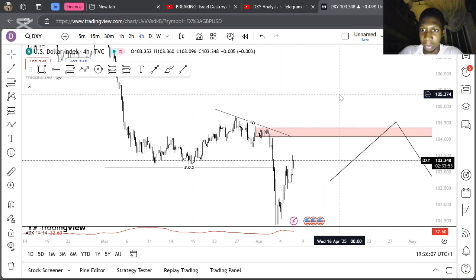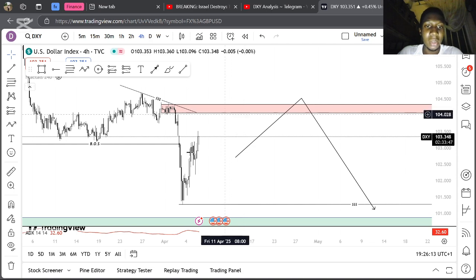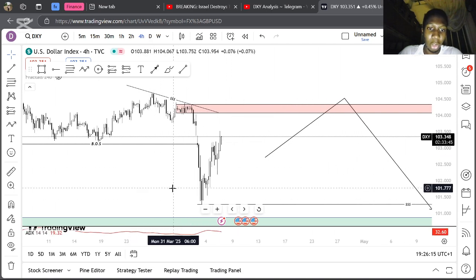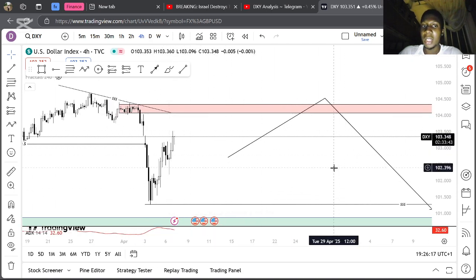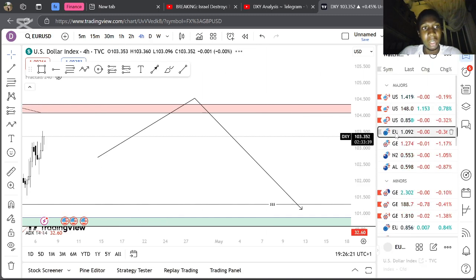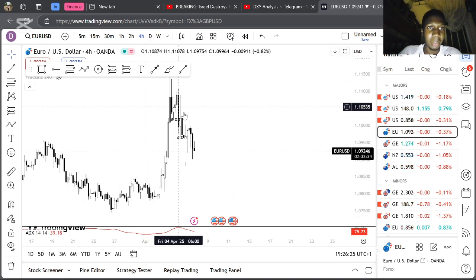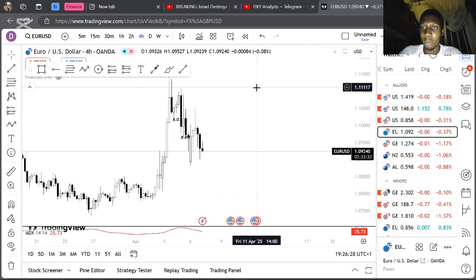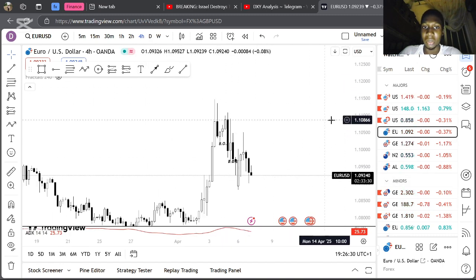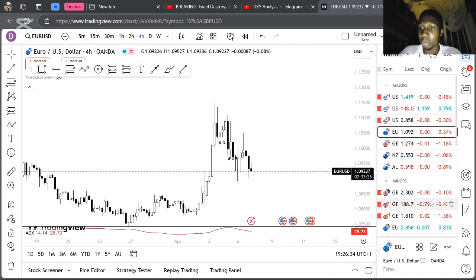Now the DXY is moving upwards, so it's inversely correlated with pairs like EURUSD, GBPUSD, NZDUSD. So as I'm seeing this moving upwards currently, what does it tell me? It's telling me that EURUSD, GBPUSD are currently going to be moving downwards. So let's take a look. As you can see, we are still on the same time frame, 4 hour on the DXY, 4 hour on the EURUSD. So we can see the same thing that I talked about. The EURUSD is also moving downwards because DXY was moving upwards.